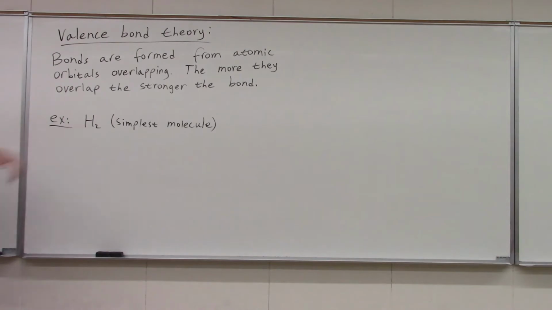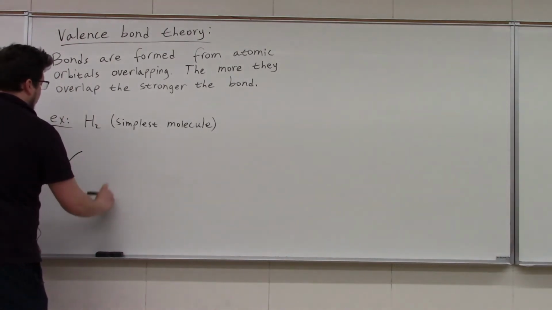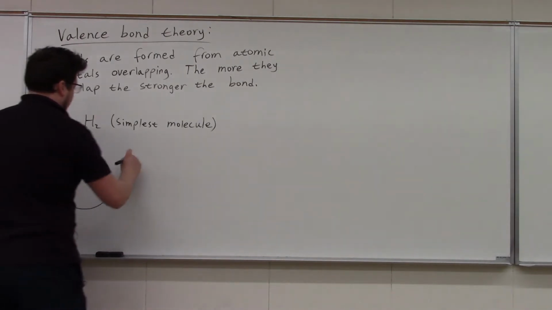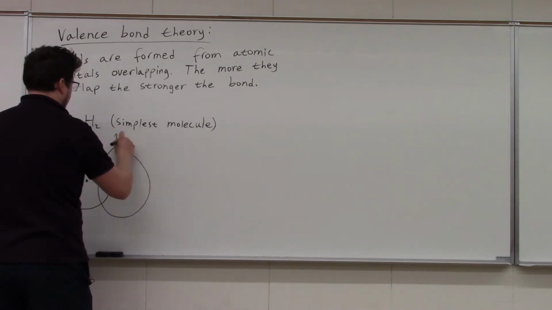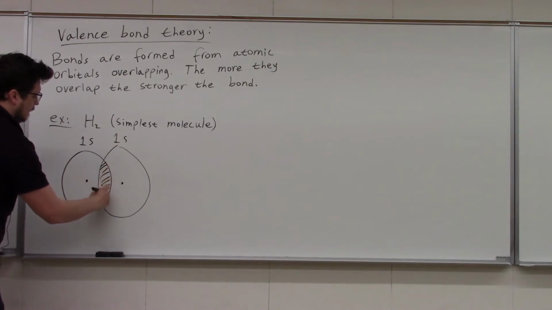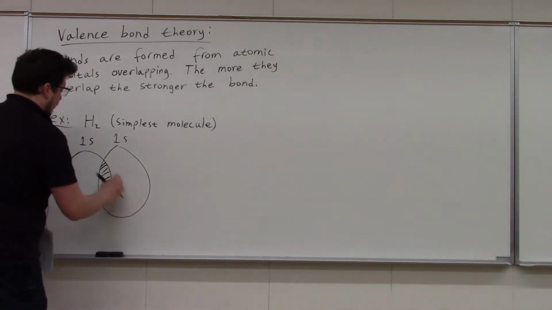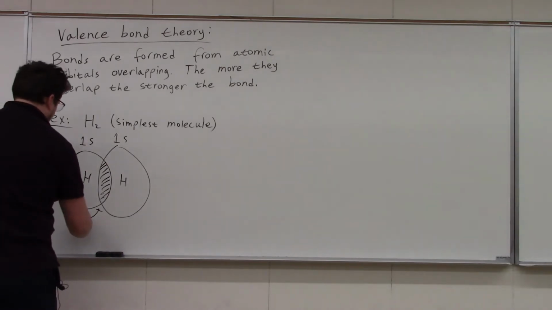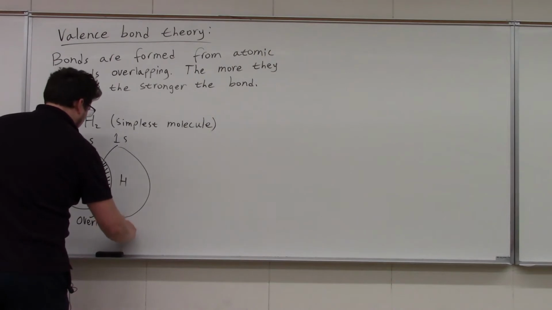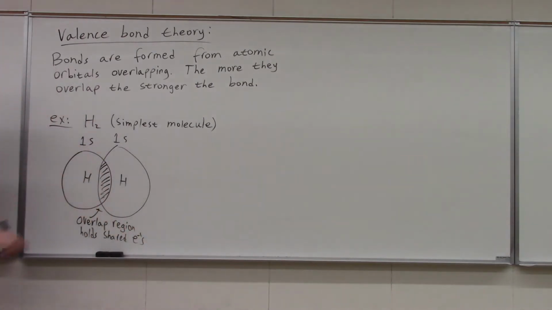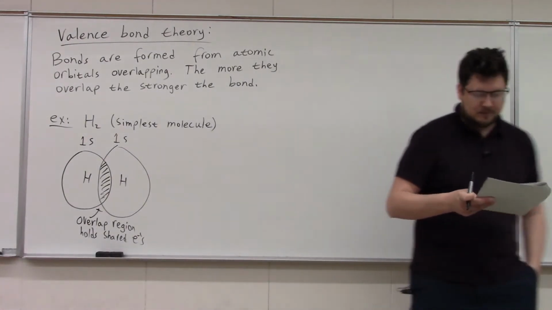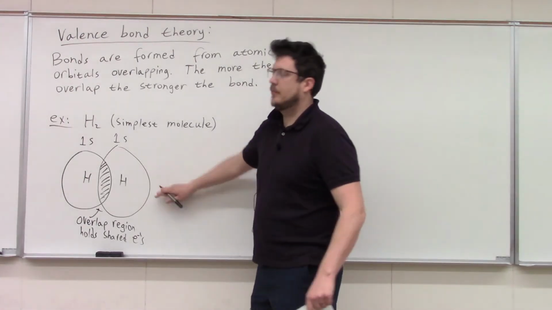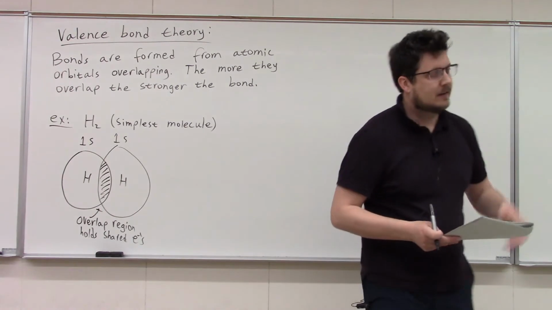And so an example here, H2. Well, we've got a 1s orbital. This is our first hydrogen. We have another 1s orbital. That's our second hydrogen. And then we get this overlap here. We'll label these nuclei just H's. There we go. And so this overlap is our shared electrons. That's where they're going to be. So this overlap region holds our shared electrons, i.e., that's our bond right there, right between our two hydrogens. So this is the most simple example we can do. Doesn't get any more simple than hydrogen. It has just a single 1s orbital.